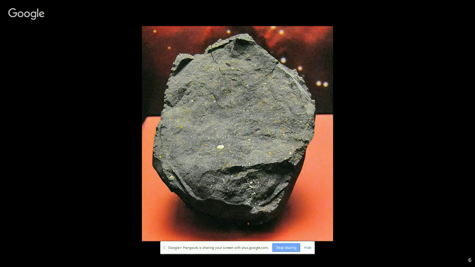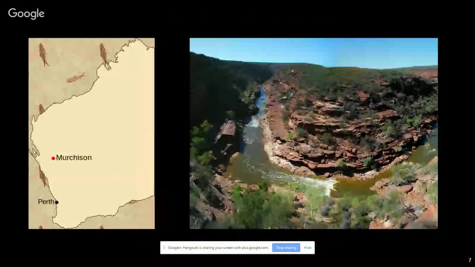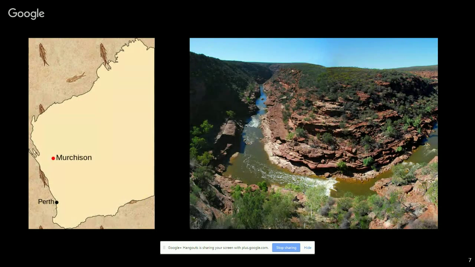So this is a piece of rock that fell to the surface of Earth from space. Now, I don't know if you can see it on the screen or not, but in this meteorite, there are these little white dots. All over the meteorite, there are those little grains that show up as those white dots. Now, this meteorite fell in Australia. It is called the Murchison meteorite. I think it fell in 1969, and then we recovered pieces of it in Australia.